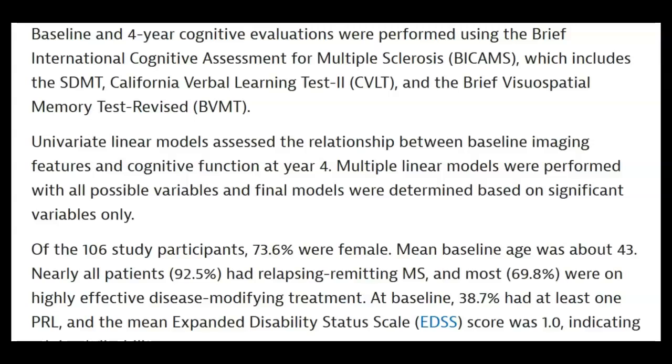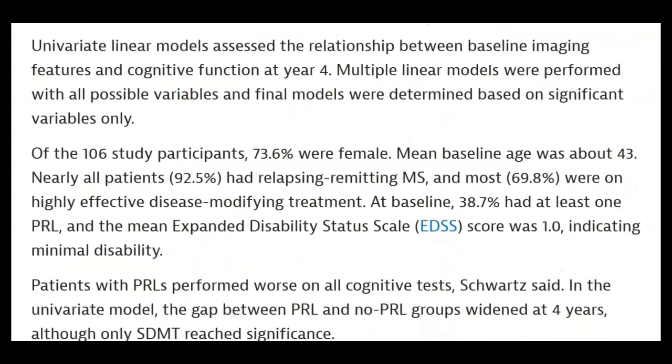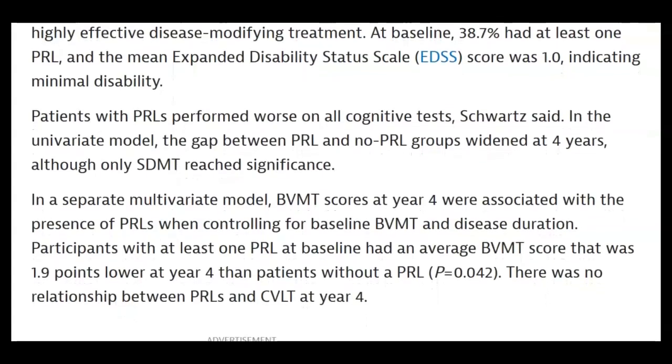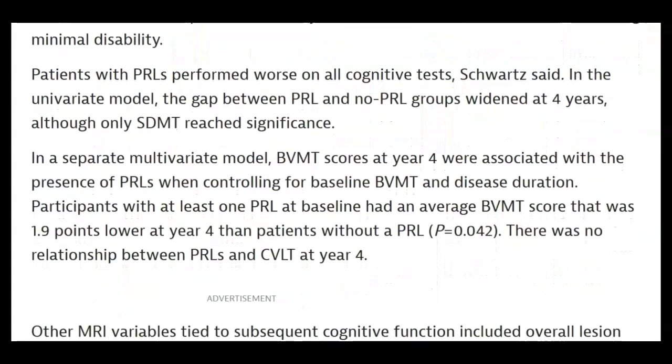Of the 106 participants, 73.6% were female. Mean baseline age was about 43. Nearly all patients, or 92.5%, had relapsing remitting MS, and most, 69.8%, were on highly effective disease-modifying treatment. At baseline, 38.7% had at least one PRL, and the mean expanded disability status score was 1.0, indicating minimal disability.